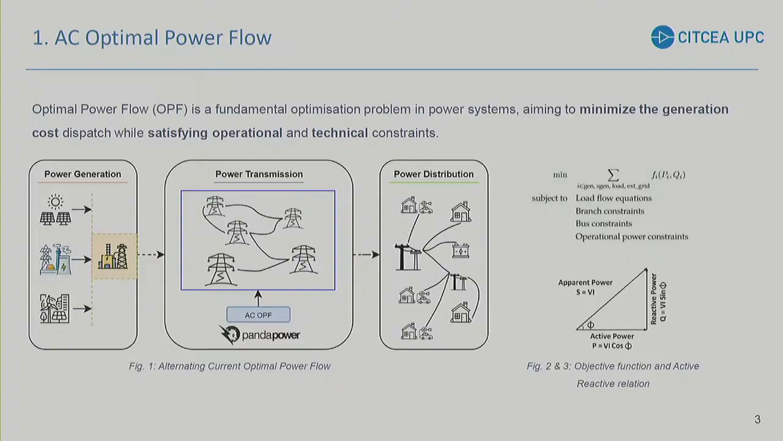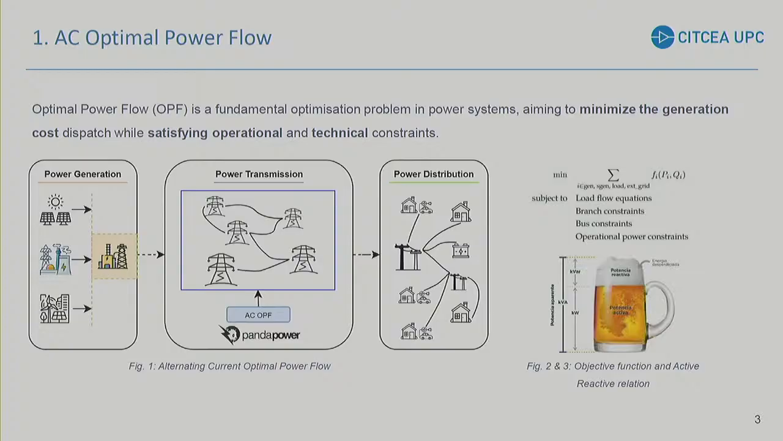This problem can be solved in DC networks and AC networks. In this case study, we are dealing with an AC transmission network. Some important concepts in AC networks are the different kinds of power. We have the active power, which is the usable power, the reactive power, which is not usable but is necessary for inductive and capacitive loads, and the apparent power. If you have taken classes on electrical systems, the teacher probably used this analogy of the beer, which is the active power, and the foam, which is the reactive power. It's just a representation that is commonly used.